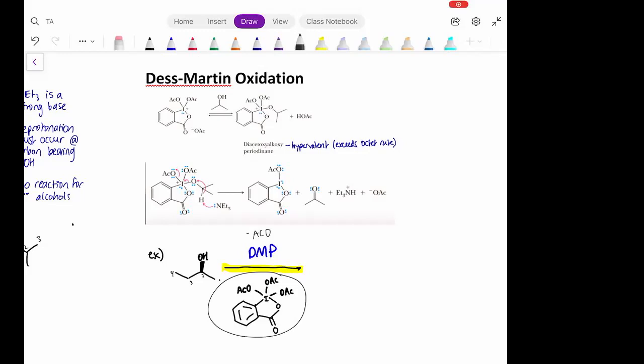Once again, you don't need to know the mechanism. I just drew it out over here, or included a screenshot, in case you were interested. But all that you really need to remember is that we're just going to convert the alcohol to a carbonyl compound. We're going to replace that OH with the double bonded CO right in the same position it was here, so the second carbon, and that would be the product of this reaction.